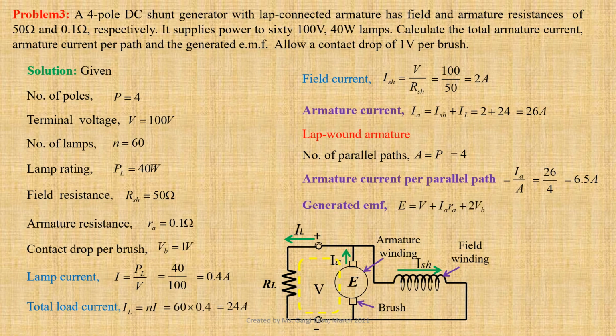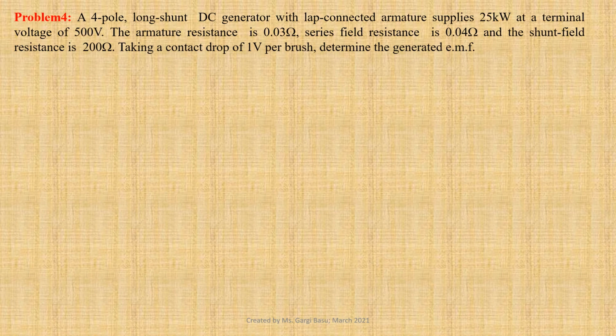Applying Kirchhoff's voltage law to the output loop, we get generated EMF E equals to V plus IARA plus 2VB. Using values, we get 100 plus 26 into 0.1 plus 2 into 1, that gives us 104.6 volts.